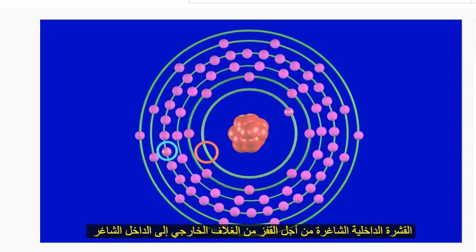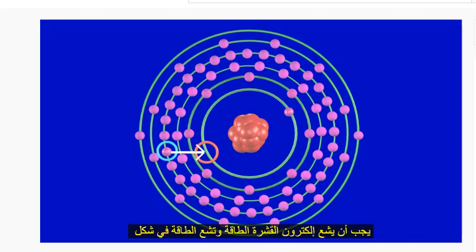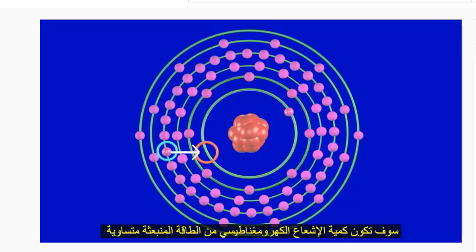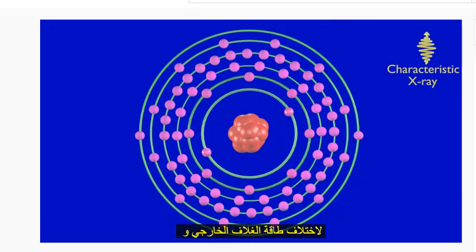In order to jump from an outer shell to the vacant inner shell, the electron must radiate energy, and energy is radiated in the form of electromagnetic radiation. The amount of energy released will be equal to the difference of energy of the outer shell and inner shell. If the energy of the emitted electromagnetic radiation falls in the range of X-rays, we call it a characteristic X-ray.